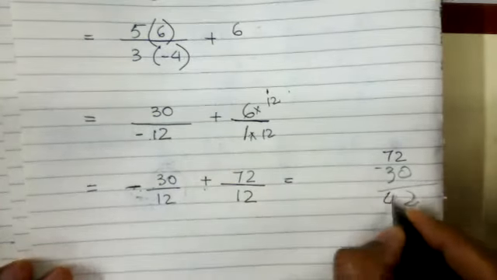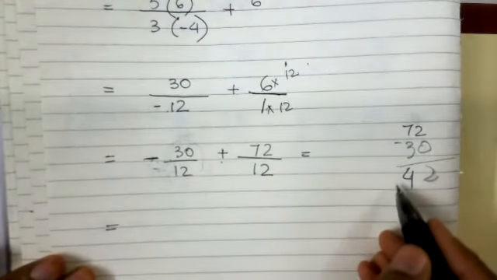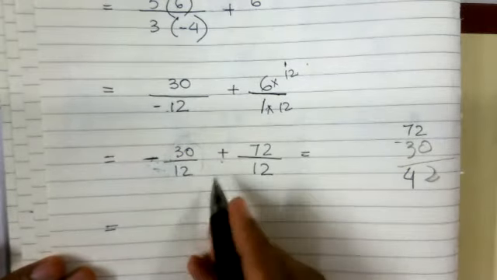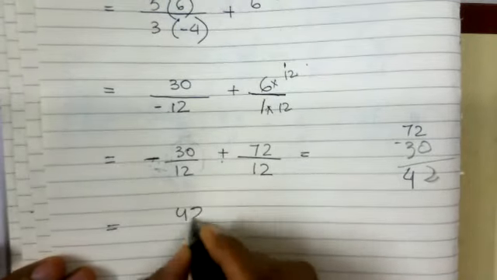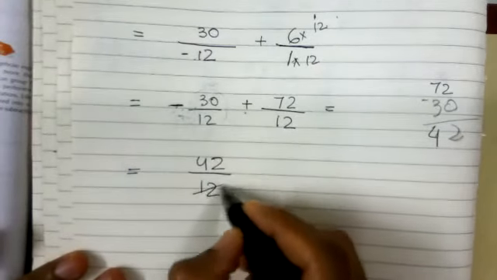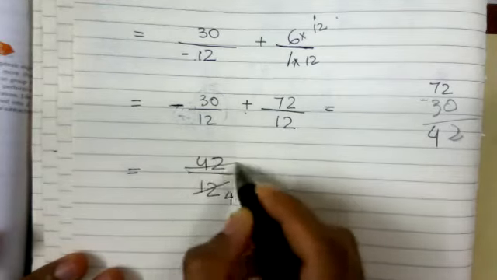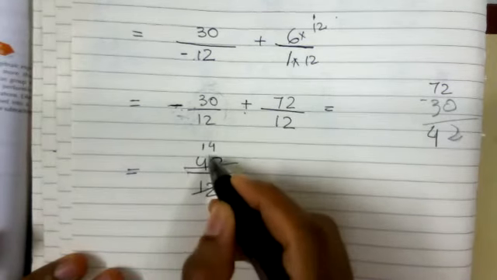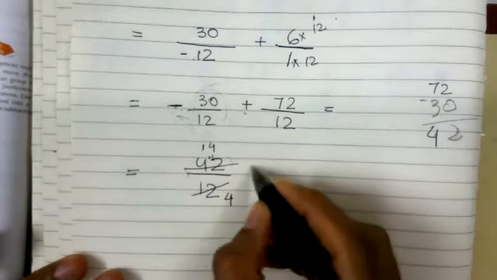Okay, I get it. What sign should come with the final answer? It should be plus, positive, because we follow the sign of the bigger number. So 42 over 12. Can this be simplified? This can be simplified by 2. Let's cancel it by 3. 3 fours are 12. 3 ones are 3. 4 minus 3 is 1. We carry 1 here. This becomes 12. 3 fours are 12.